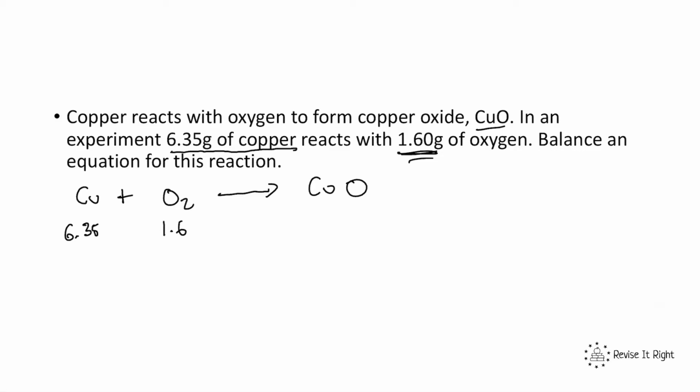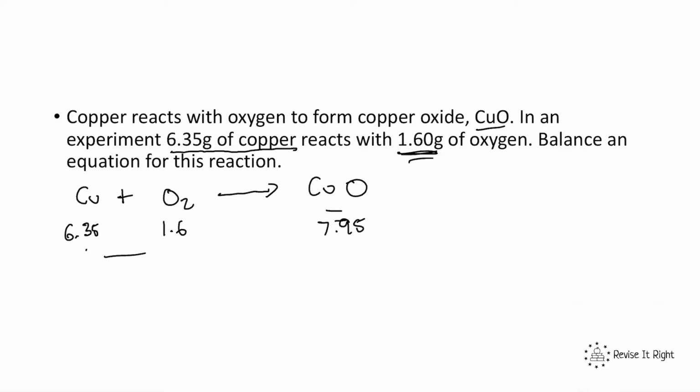Now it doesn't tell us how much copper oxide is formed. However, to work it out, we can use, of course, the conservation of mass. The mass on this side is the same as this side. So to work out the mass of copper oxide, we can just do 6.35 add 1.6, which is 7.95. Because it's the only product this side, all that mass must go to that product, and therefore the mass of copper oxide produced is 7.95. Remember, we just added the 6.35 and 1.6 to give us that.